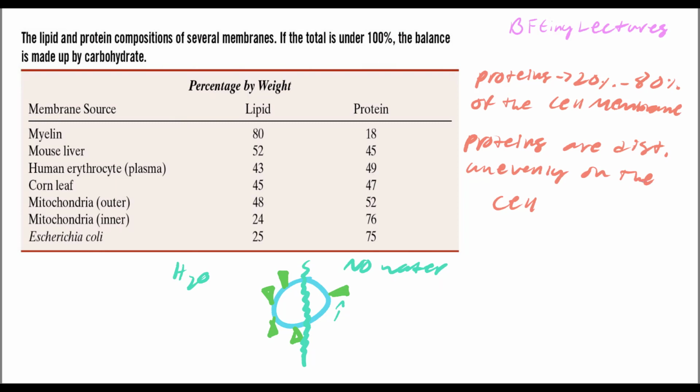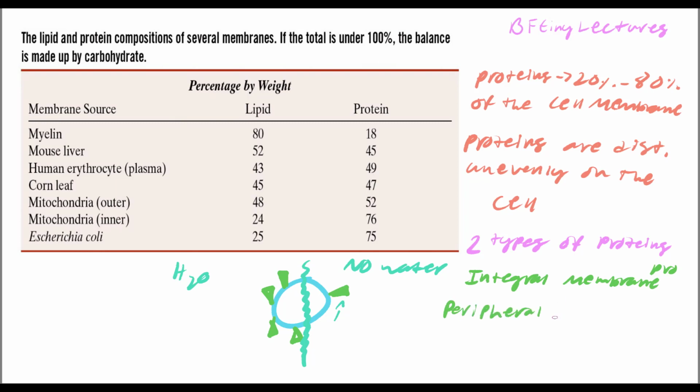And before we get into it, we actually have two types of proteins. Essentially, the two types are integral membrane protein, where pro is for protein, and then we also have the peripheral membrane proteins. Now, we're going to be talking about the integral membrane proteins in the next slide.